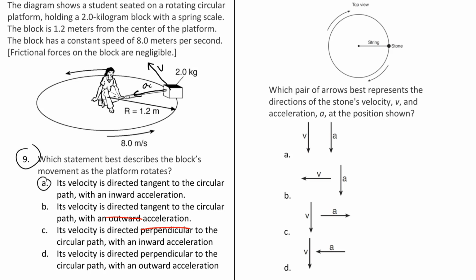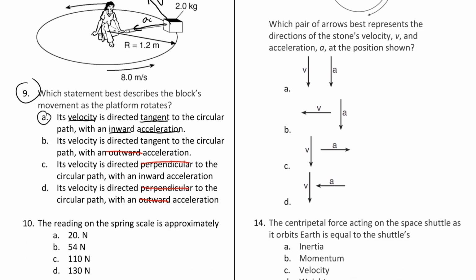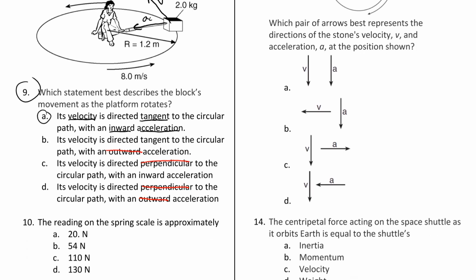But at least it does say it's an inward acceleration, which is the correct option. But the perpendicular, no way for the velocity. Its velocity is directed perpendicular, nope. With an outward acceleration, nope. We wanted tangent velocity, inward acceleration. It's choice A.